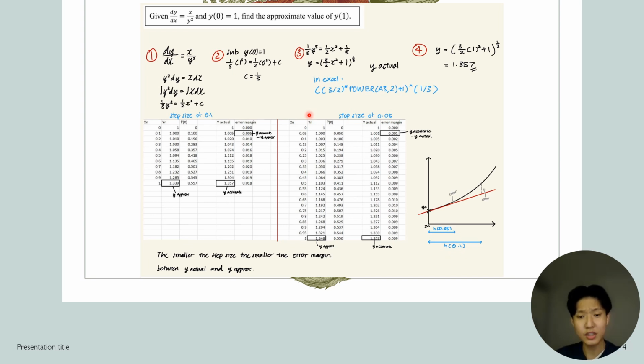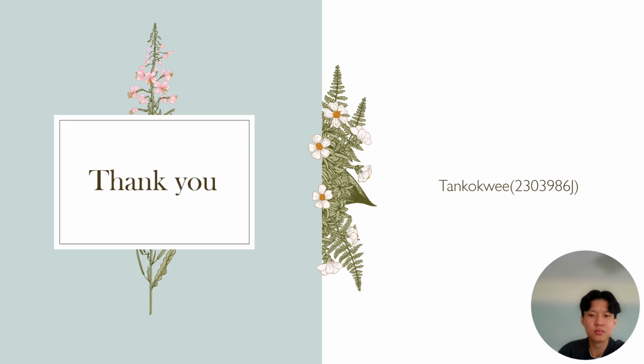The error margin shows the difference between y actual and the y approximate. If you look at the Excel sheet over here, there are two different step sizes. The one with the smaller step size has a smaller error margin than the one with a bigger step size, showing that the smaller step size provides a better y approximate. The graph on the right shows an example of how a smaller step size can have a smaller error margin. Thank you.